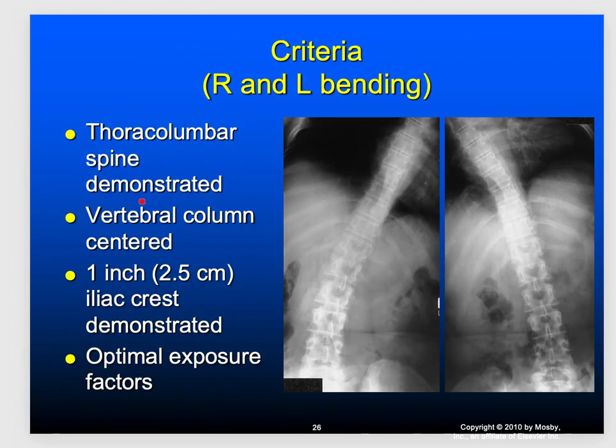Your criteria is the vertebral column centered, so it is centered as much as possible. This is in the center, and with the bend, you know it's going to come over here and off over here. So you have an inch or so of the iliac crest demonstrated, and then you have the bending to the left and then bending to the right.